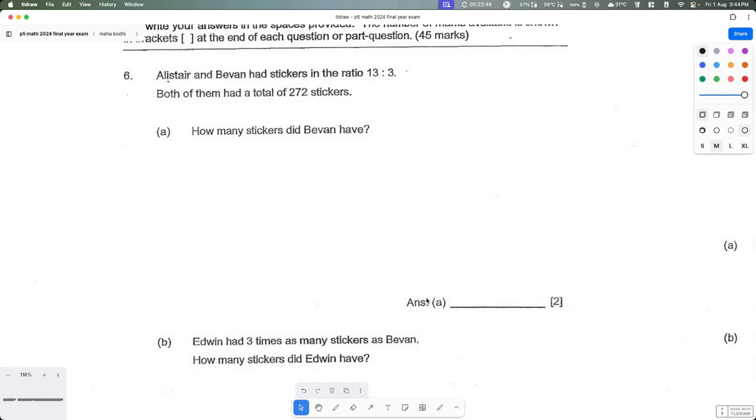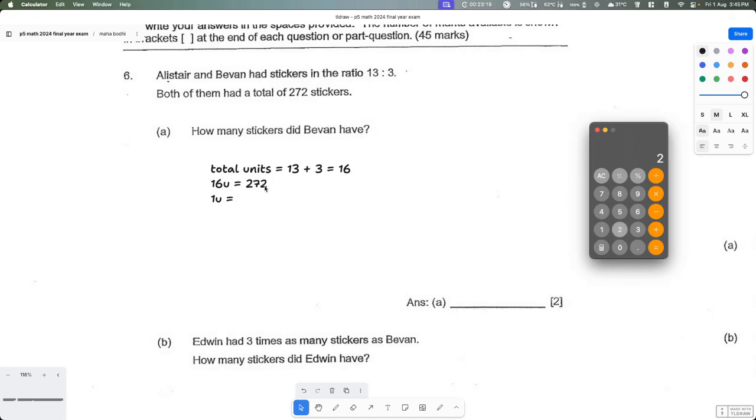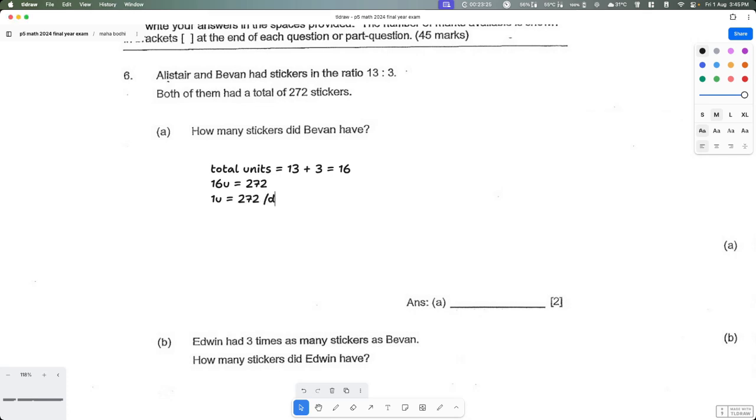Question number 6 says Alistair and Bevan had stickers in the ratio of 13 is to 3. Both of them had a total of 272 stickers. How many stickers did Bevan have? So in this case, we can say total units is equal to 13 plus 3 equal to 16. All right, and then 16 units is equal to 272. 1 unit is equal to 272 divided by 16. This will give us 17.